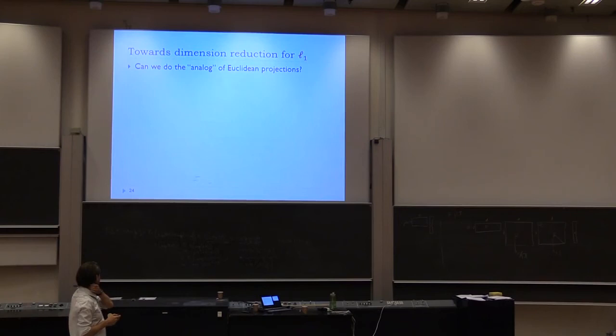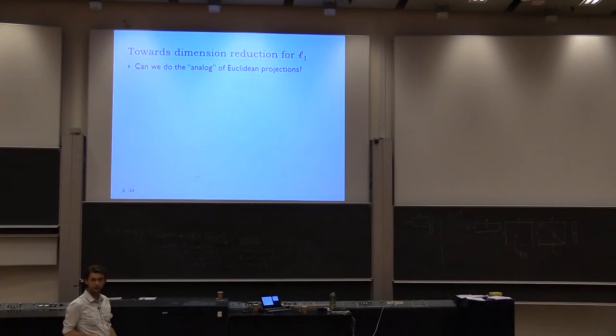So here is one thing that is not really like Johnson-Lindenstrauss lemma. It doesn't achieve a high probability statement, but it achieves something, and it is useful in many applications. So what is the analog of Euclidean projections in L1? From an algorithmic perspective, can we do a similar kind of thing for L1?